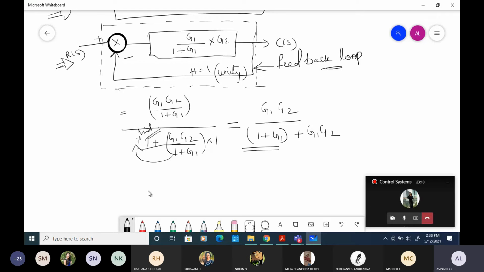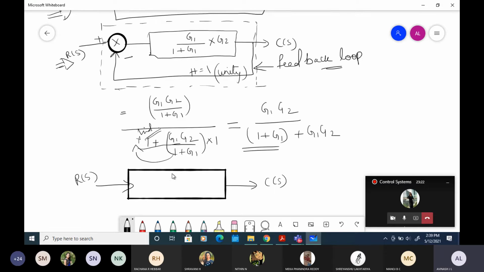So this final answer, how do we have to represent it? Once again, it will be represented like this: C of S over R of S. So this value is G1 G2 divided by 1 plus G1 plus G1 G2. Clear? If you represent it like that, that is the end of the numerical. Clear?